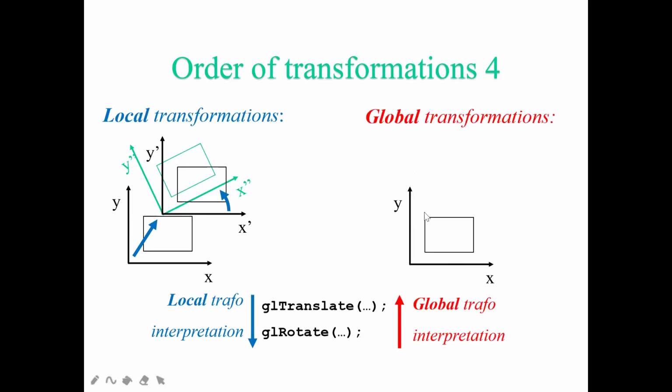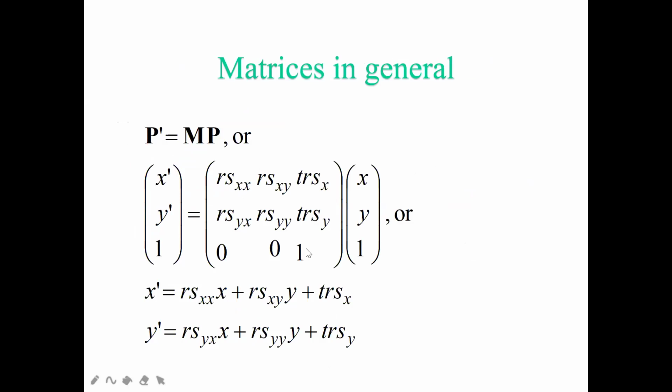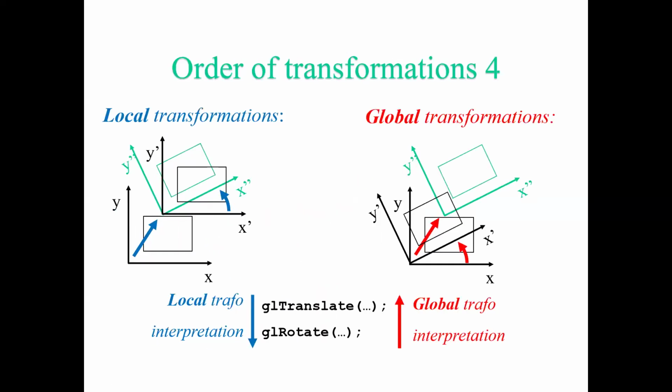How? First, this is your x and y coordinate system. Then next you are going to rotate it. So first what you are going to do? You are going to rotate it. Next what you are going to do? You are going to translate. So you are going in a reverse order. So that is a difference between your local transformation and your global transformations.